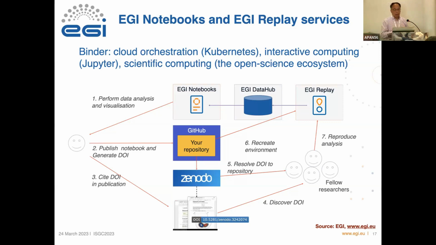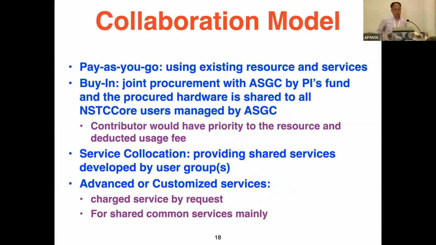In Taiwan, we are supporting these different collaboration models. For example, users can easily access our resources, but users have to pay for the services from our centers, which is very similar to commercial clouds. That's the pay-as-you-go model. We also support that the user could provide hardware funding, so that our center could integrate the hardware with our infrastructure and share the hardware with all the users.